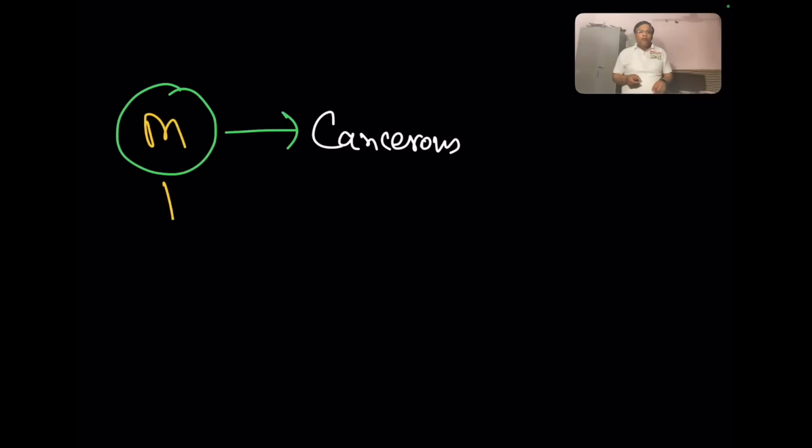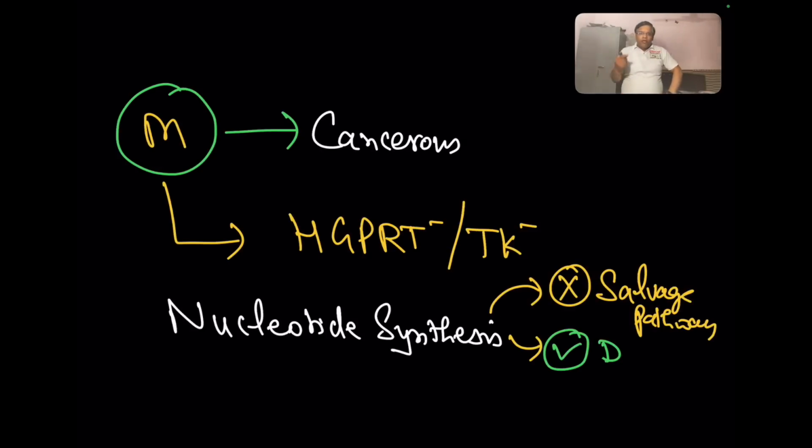If you see the case of myeloma cells, the myeloma cells we have used are cancerous in nature. They can divide indefinitely, but their genotype is HGPRT minus and TK minus. Means they lack the enzymes hypoxanthine guanine phosphoribosyl transferase and thymidine kinase. Means in the cancerous cell the salvage pathway is not operational. So in the cancerous cell the nucleotide synthesis process cannot occur by the salvage pathway, but they can synthesize nucleotides by the de novo pathway.